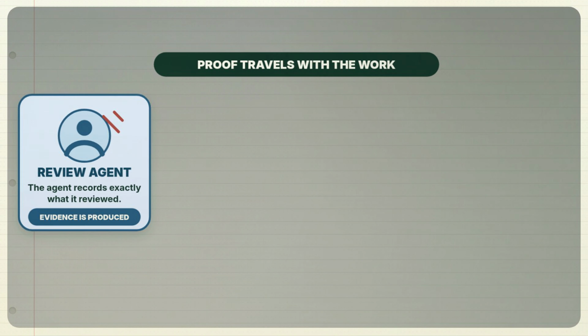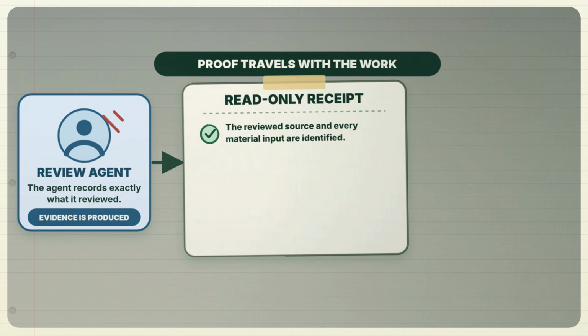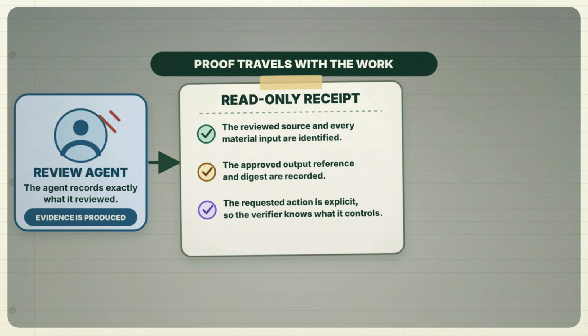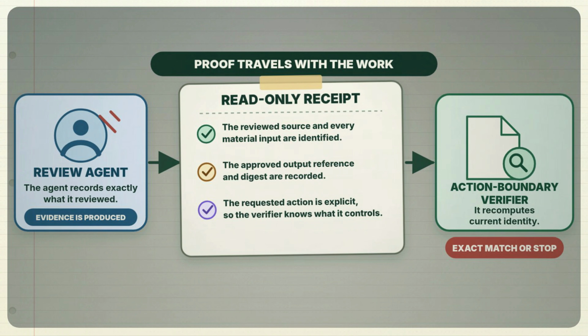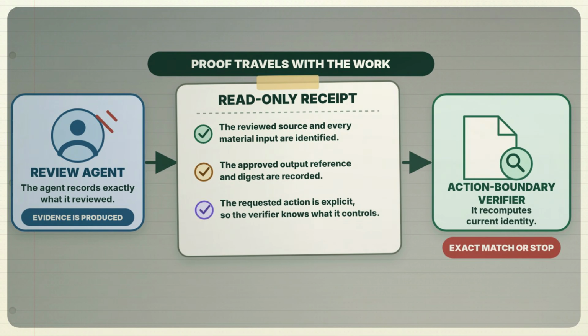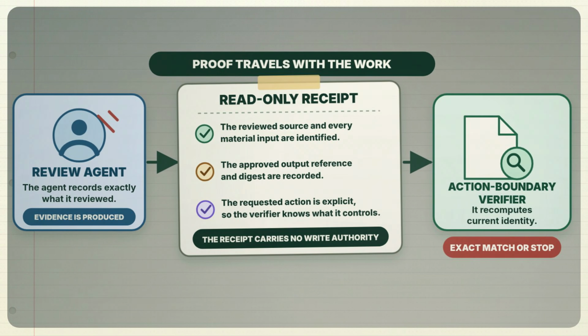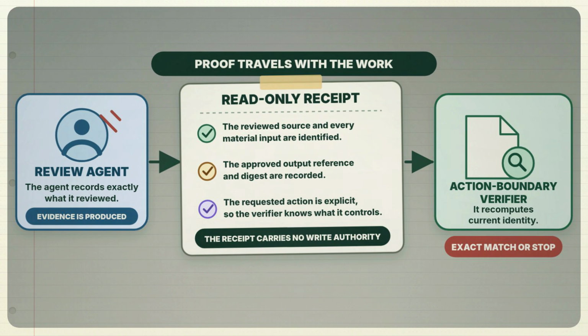That comparison needs evidence that survives the handoff. A useful receipt identifies the reviewed source and the material inputs covered by that review. It also records the output reference, the approved output digest, and the action being authorized. The next agent recomputes the current identity and compares it with the receipt. Any mismatch stops the handoff. The verifier also names the component that changed. For hardened workflows, this verifier runs without write authority. It cannot erase the contradiction. Keep correctness, policy, and human approval as separate gates.